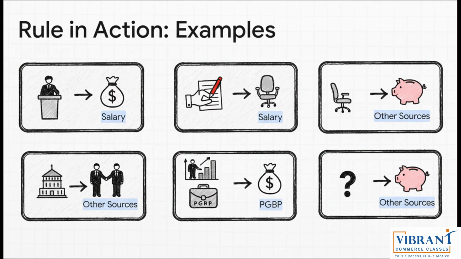Let's make this crystal clear with some quick examples. A college lecturer's pay? Well, there's a clear master-servant relationship, so it's income from salaries. But what about the fees they get from a university for checking exam papers? In that case, the university isn't their master, so that's income from other sources. See the difference? Similarly, money a partner gets from their own firm is considered profits and gains from business or profession, or PGBP, definitely not salary.